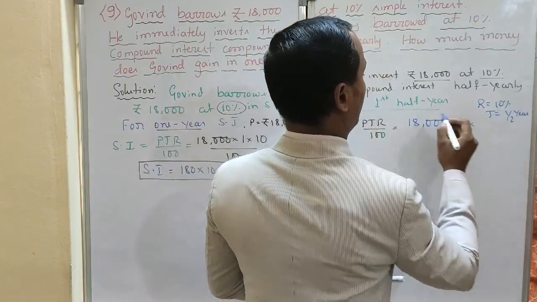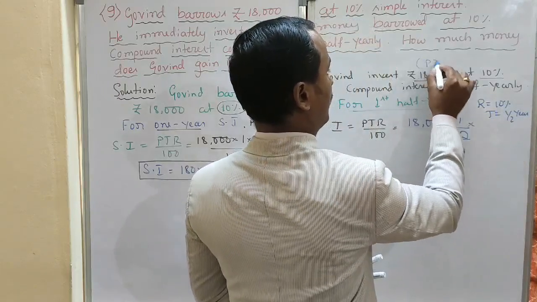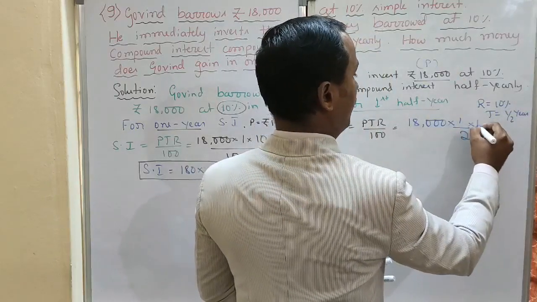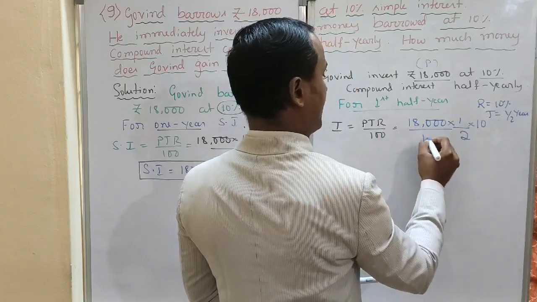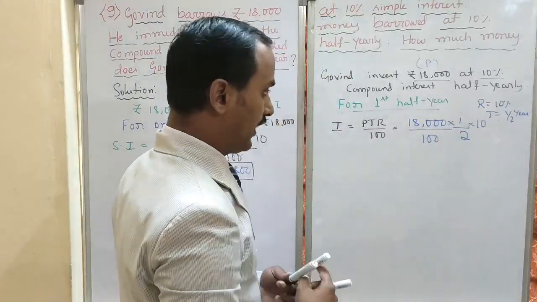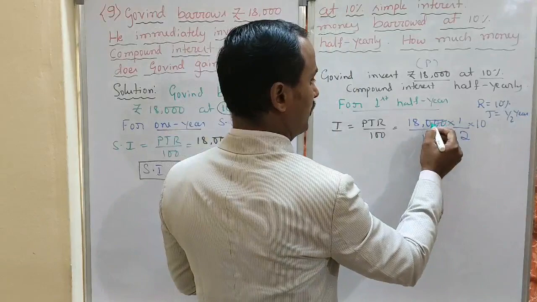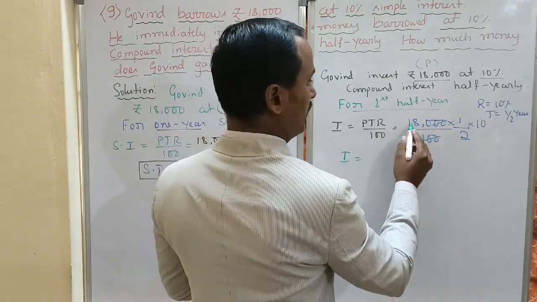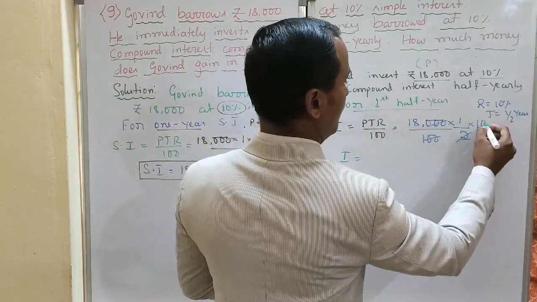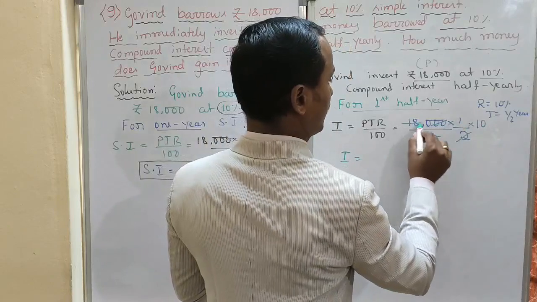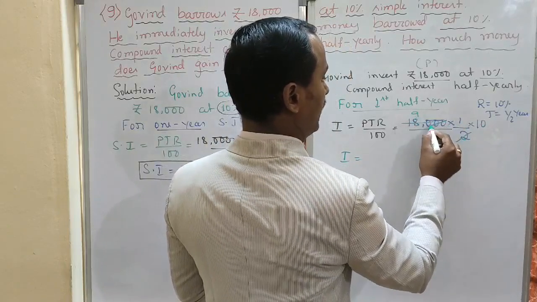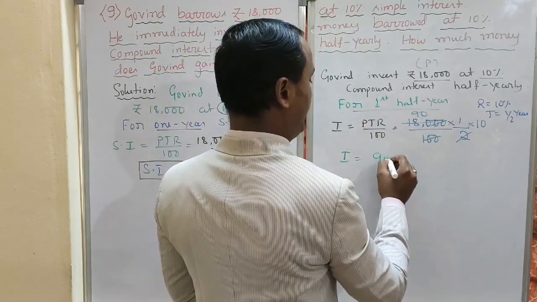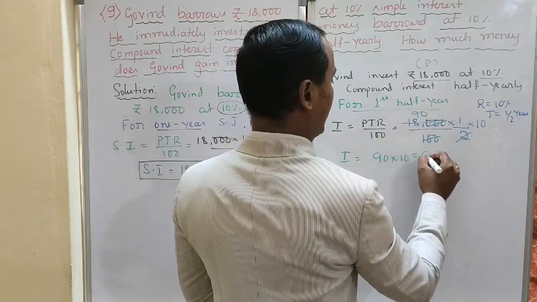Understood? Okay. Principal amount is this one. Now rate of interest 10 divided by 100 as it is. Now what next step? Here 20 and 20 cancel. Interest is equal to, look here, 2 ones are 2, 2 nines are 18, and 1 zero. 90 into 10, it became 900.